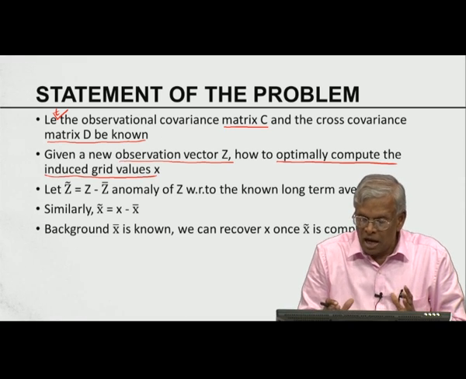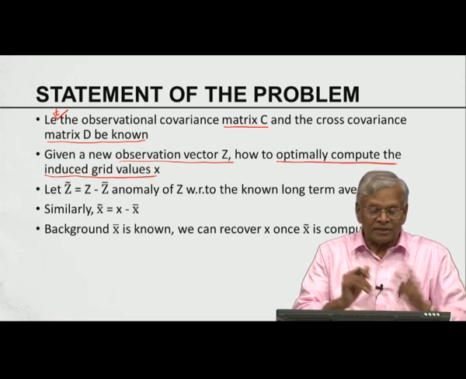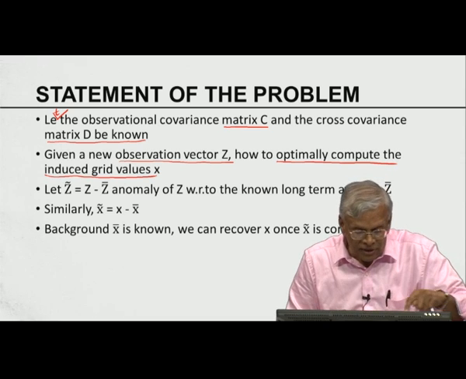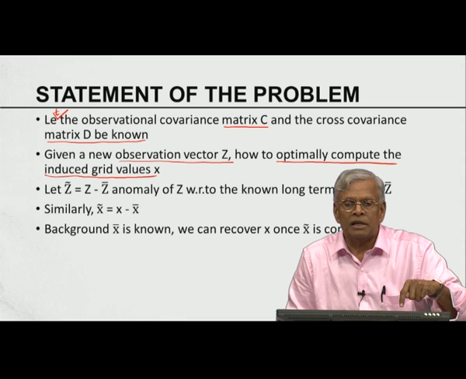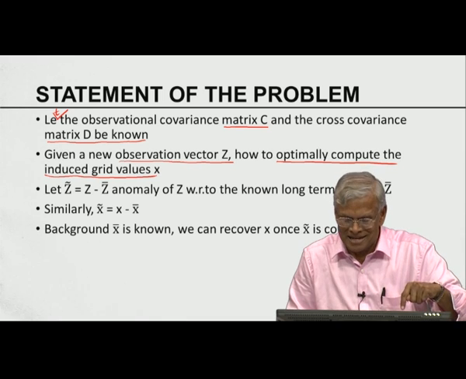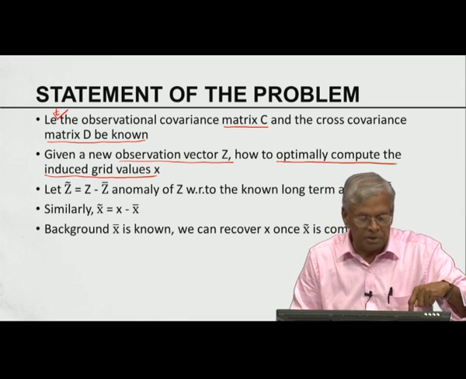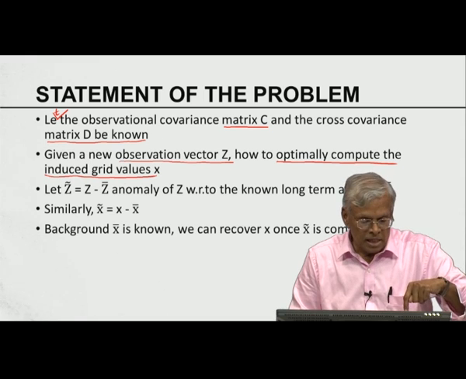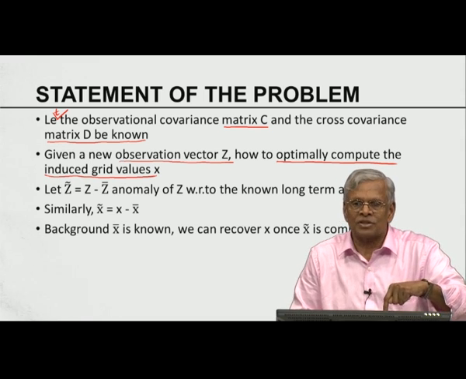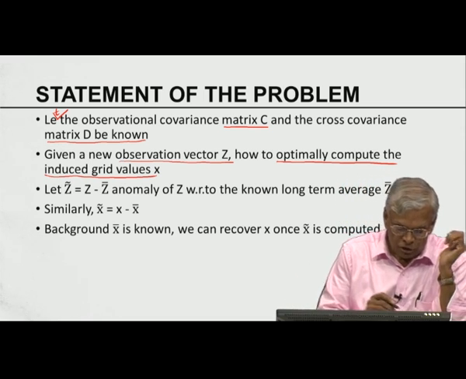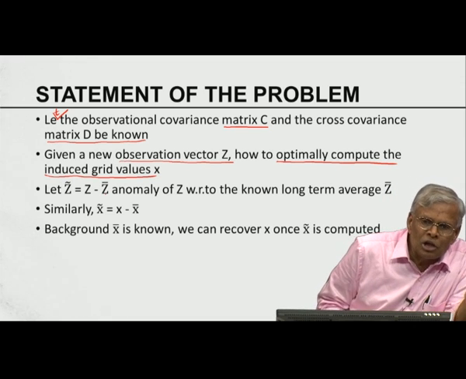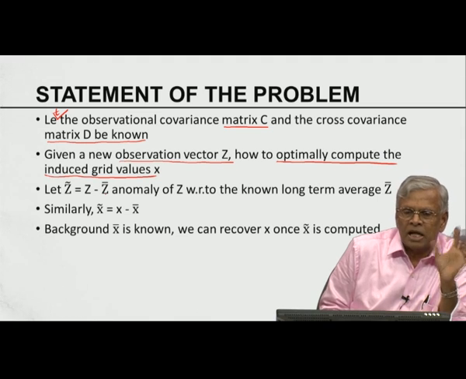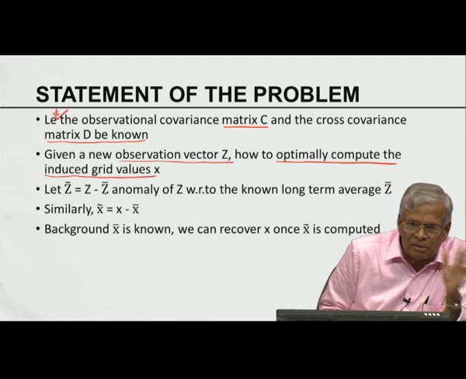How do you do that? How do you do it optimally? So that's the statement of the problem. Given a new observation Z and the climatological information embedded in C and D, how to optimally compute the induced grid value X from Z. So I know Z bar. What is Z bar? Z bar is the long term average of Z. Because of stationarity, I assume Z bar has stabilized.